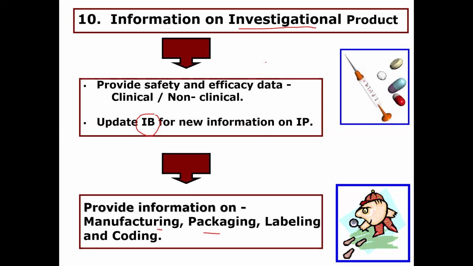Now, link to your GCP principle. What we studied here: sufficient information on the IP. That's the principle we studied yesterday, right? So whose responsibility is this? Directly linked to the sponsor.